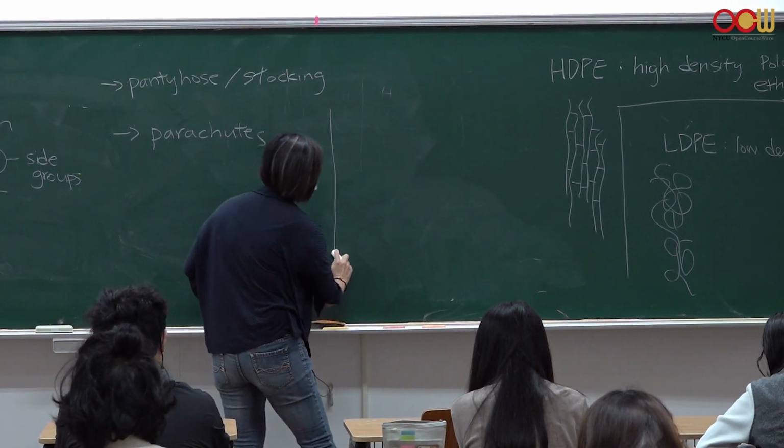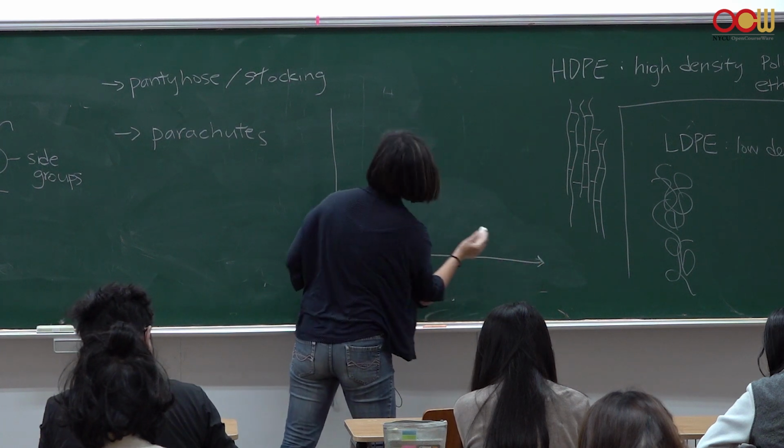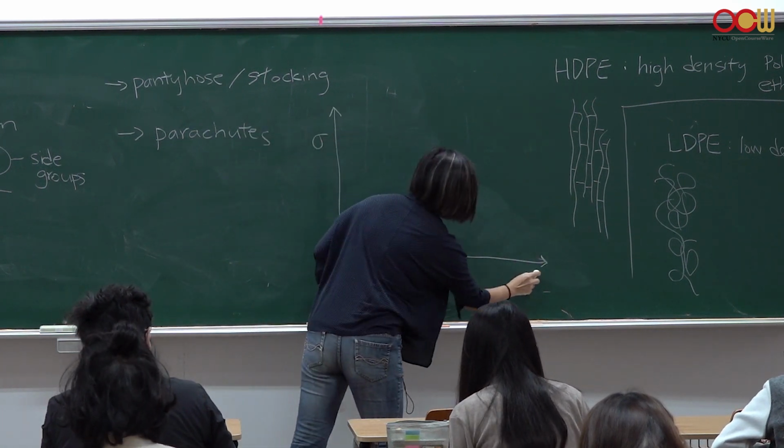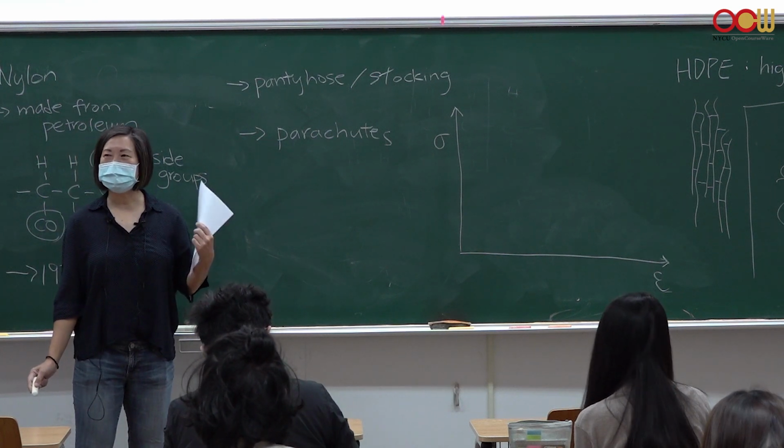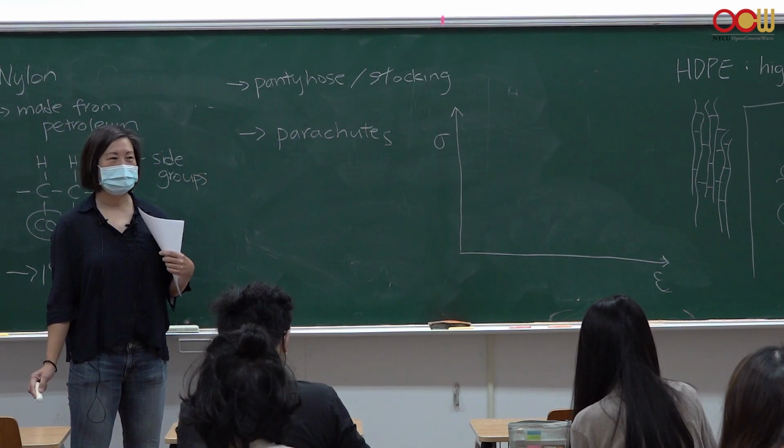So if we were to look at the mechanical properties of plastics, stress versus strain, what do you think the stress-strain diagram of a ceramic would look like?